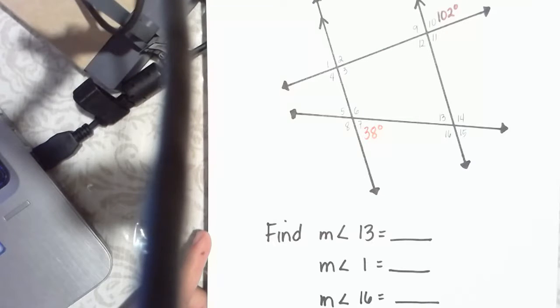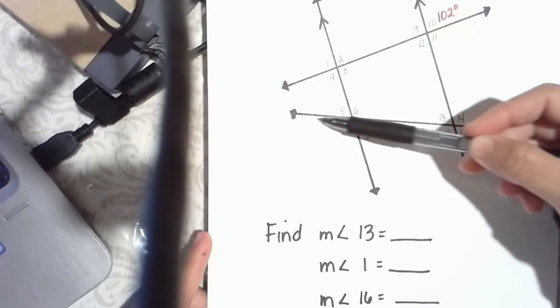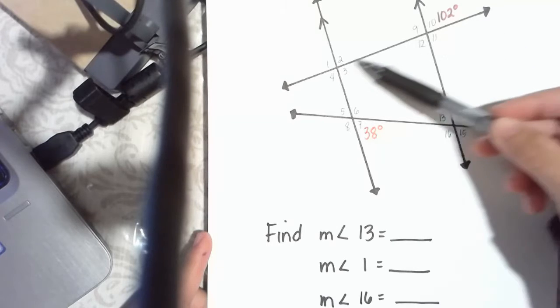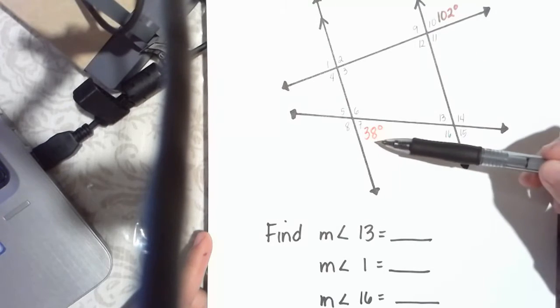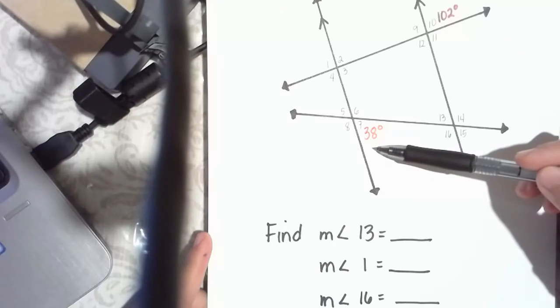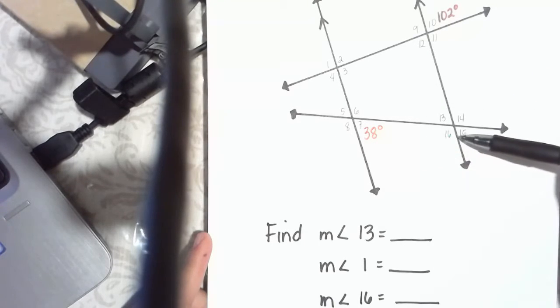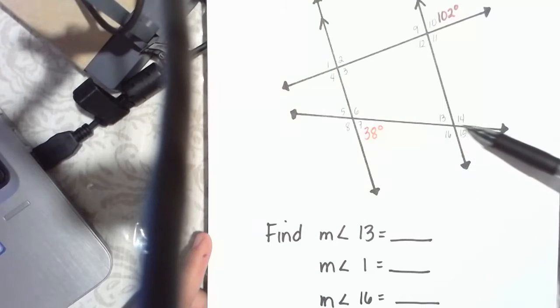For number 2, this is a transversal. These two lines right here are parallel to each other, which means that this line can be a transversal, or this line can also be a transversal. Given angle 7 is 38 and angle 10 is 102, they are different. So this is our first transversal. If you are looking for the measure of angle 13, you're going to use this transversal.